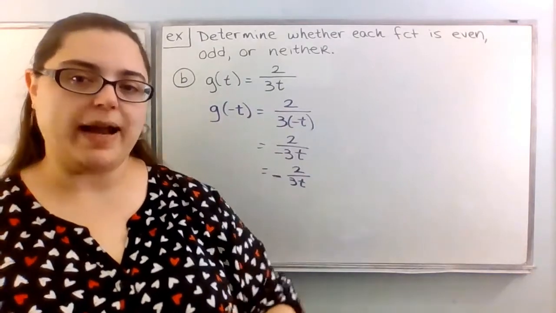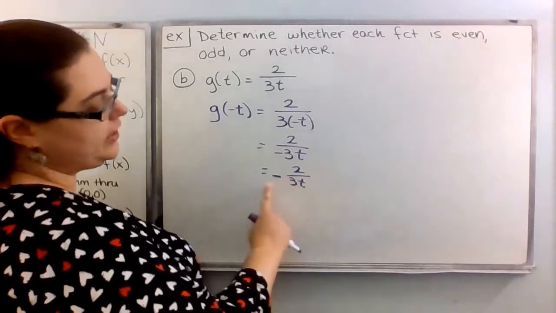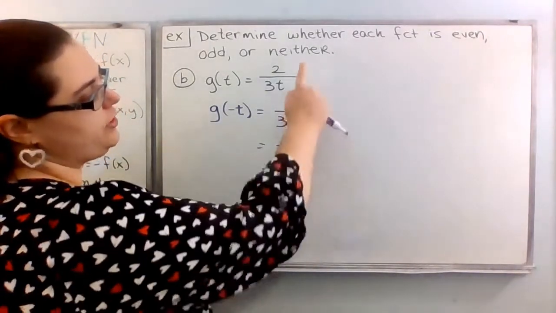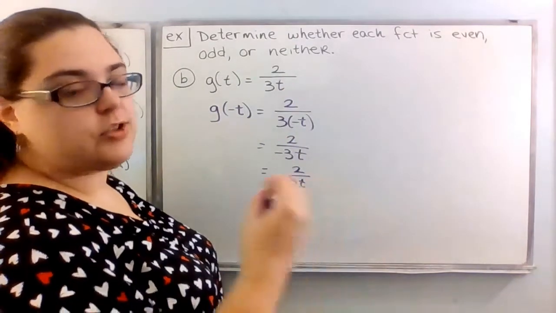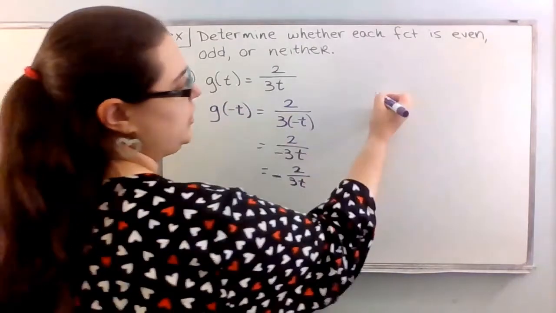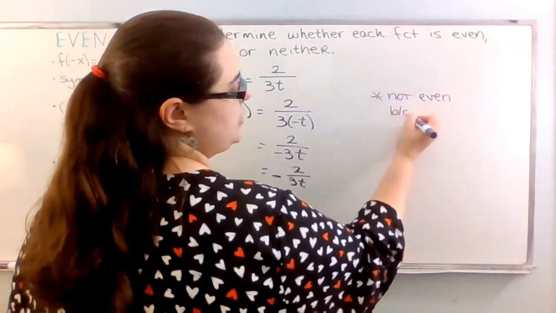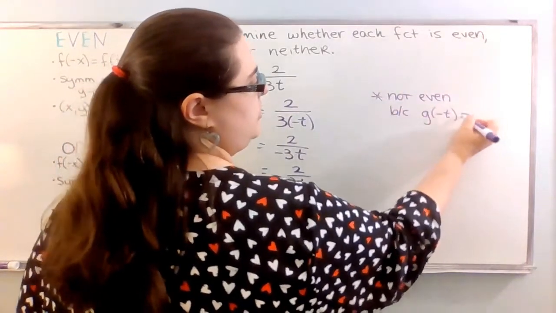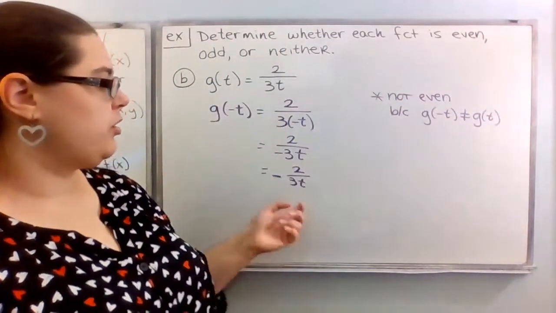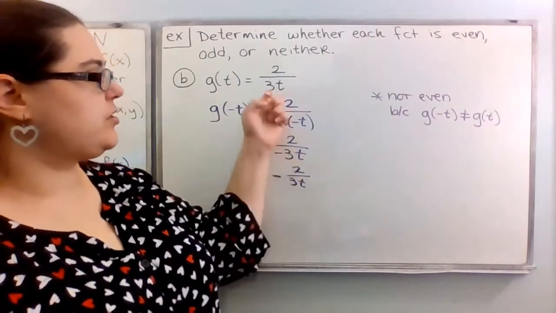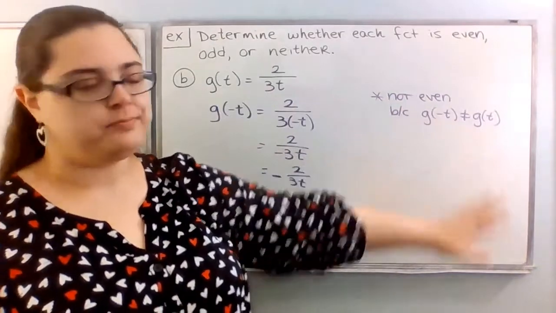So now we want to compare this final expression with the original. So we have negative 2 over 3t, and we started out with 2 over 3t. So we got something different from g. So we know, kind of in the back of our head, that this is not even, because g of negative t was not the same as our original function g of t. They're not the same. So I know that this is not an even function.